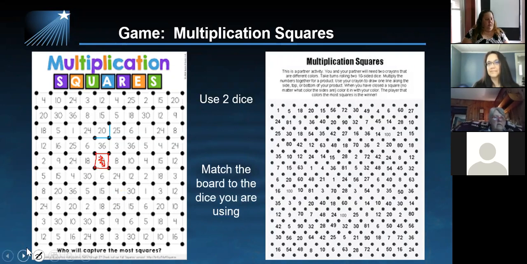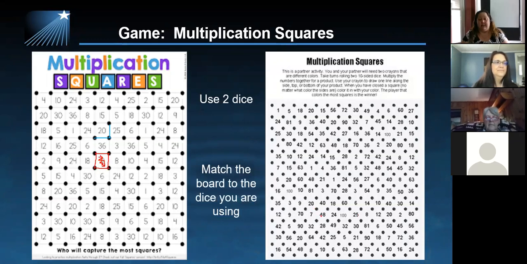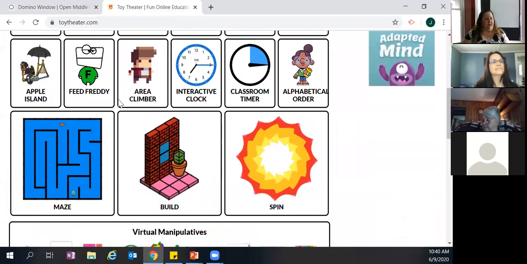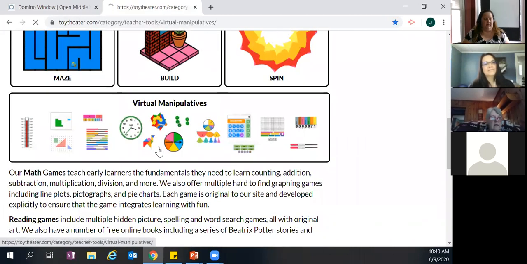Let me go back here, I want to share with you where you can find some dice, because this multiplication squares, this original game board here, only allows you to play up to 6 times 6. And so eventually you'll want students practicing some of those bigger facts. So we want bigger dice. We need more sides to our die. So I'm going to go back here. This site here is a website called toytheater.com, and there's a bunch of virtual manipulatives on this site. So I'm going to scroll down once I go to toytheater.com and go to virtual manipulatives.